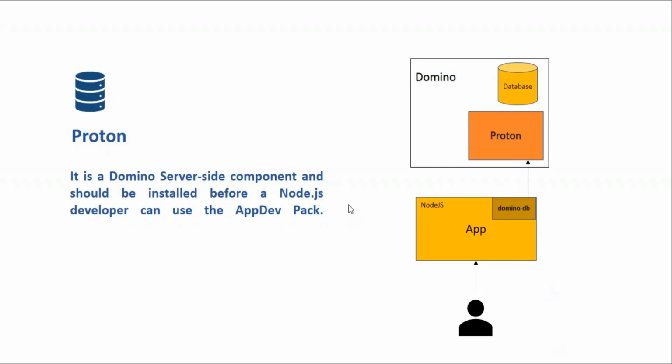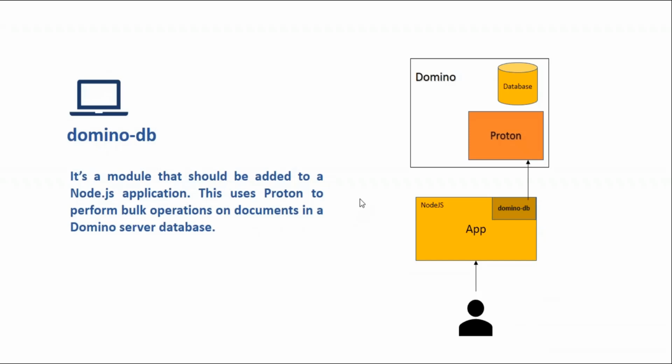The Domino DB module, on the other hand, is a module that we should be adding in our Node.js application. This Domino DB uses the Proton to perform operations on the documents in Domino server databases. These are operations such as reading, updating, deleting, or creating documents.